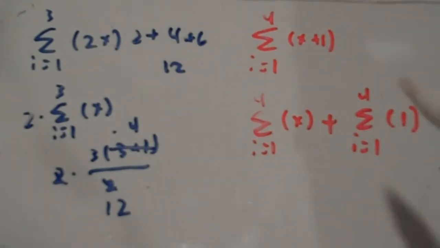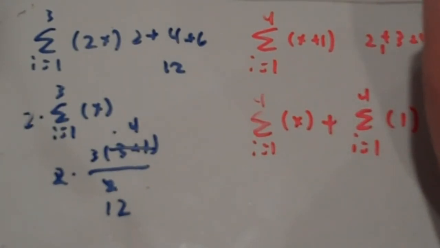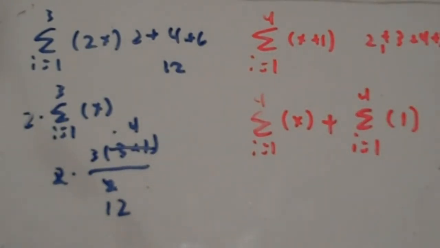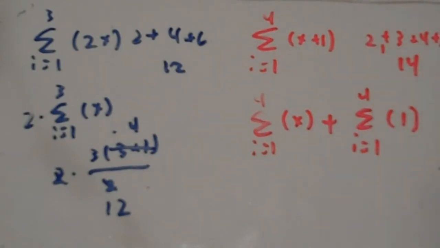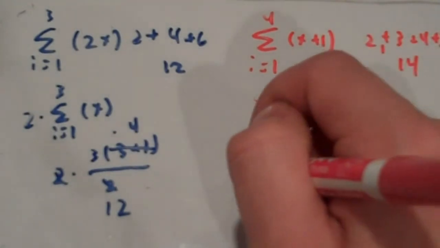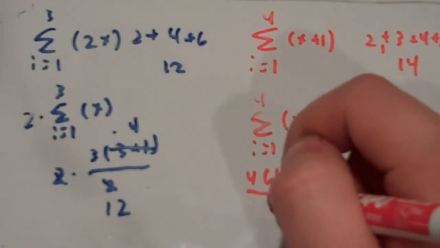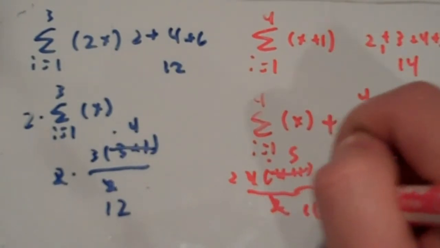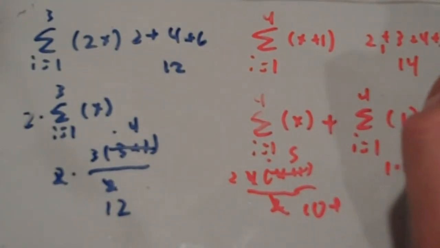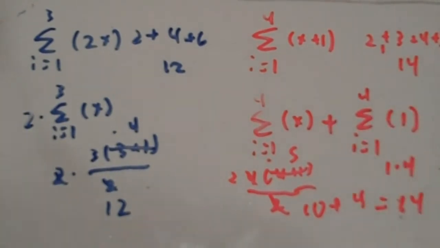Now, if we do it the long way, we get 2 plus 3 plus 4 plus 5. Add those all up, we get 14. So the long way, we get 14, which means that by doing this, we should get 14 as well. If we use our summation formulas again, we get 4 times (4 plus 1) over 2. So that cancels, we get 2, and then that's still 5. So 2 times 5 is 10. And then we're adding that to 1 times 4, using our constant summation formula. That gives us 4, and 10 plus 4 is 14.